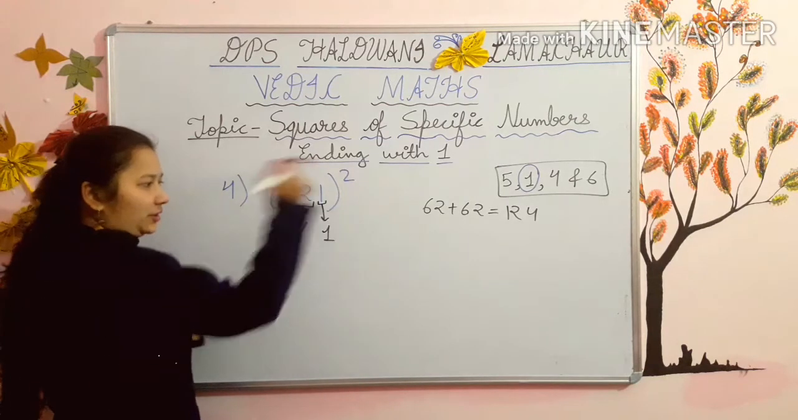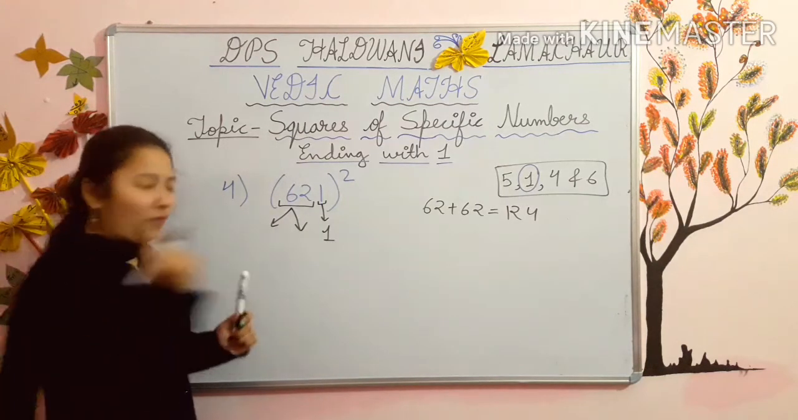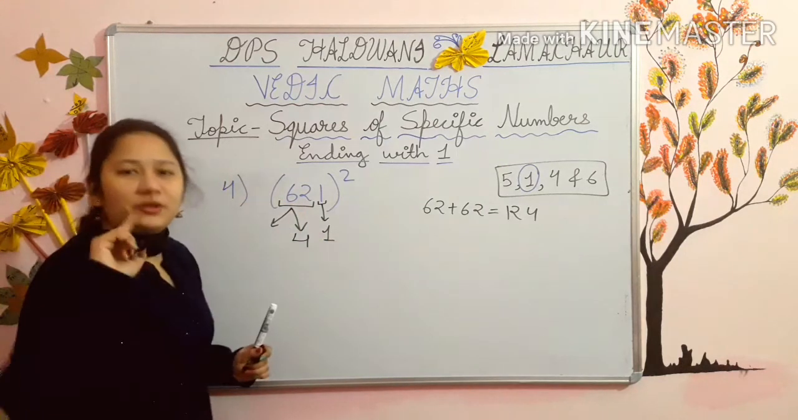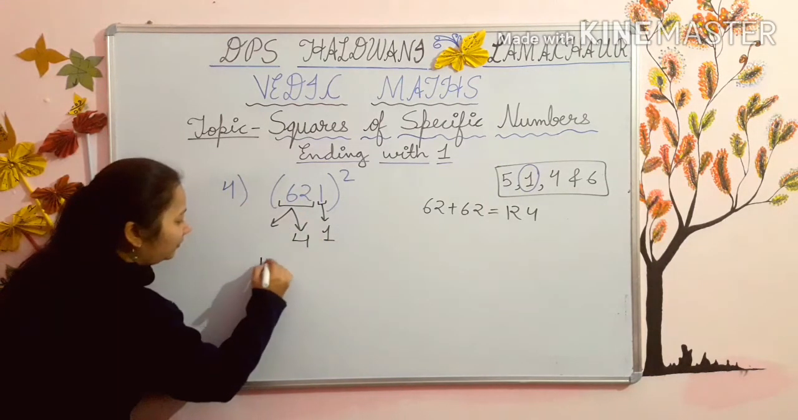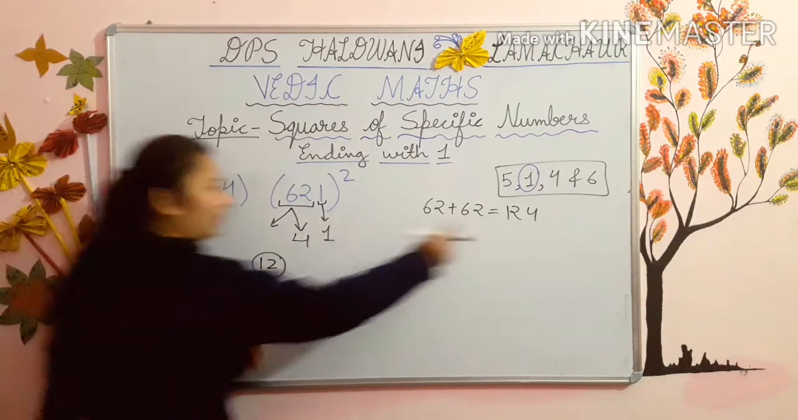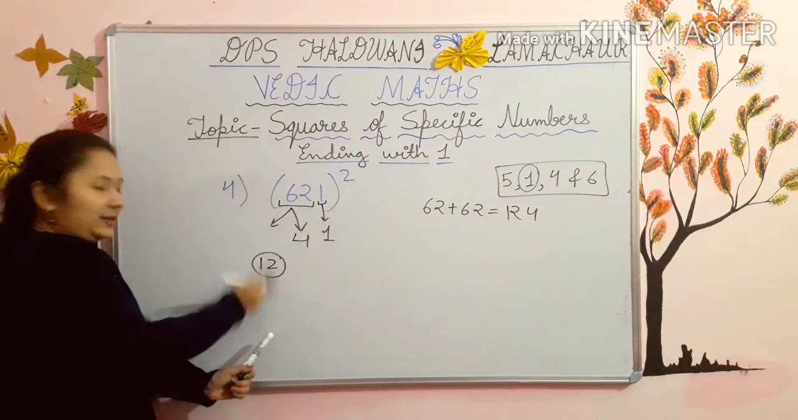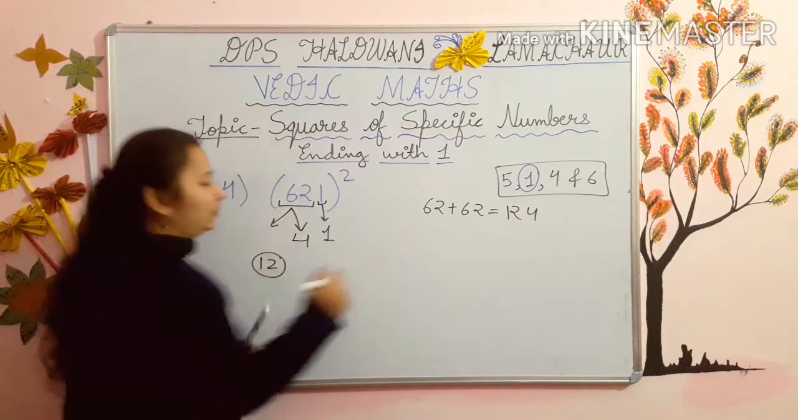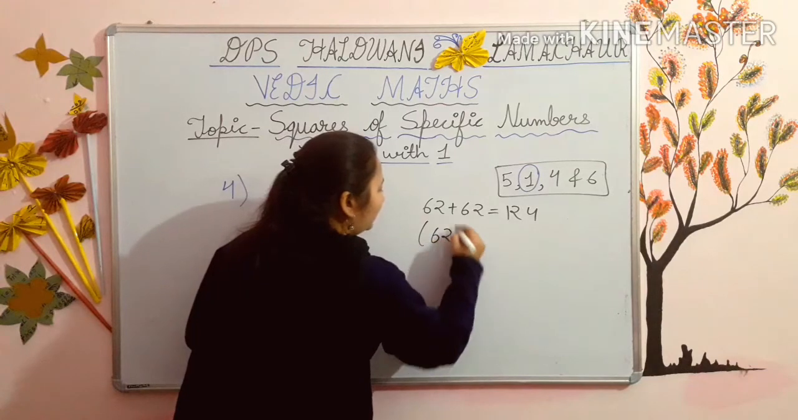Now double of 62 is 124. Now as I've told you, you will take only one digit, 4, and the rest of the number will go carry. Means 12 will go carry. We have taken 4 and 12 is carry. Now the last is you have to square the number. Square means 62 square.